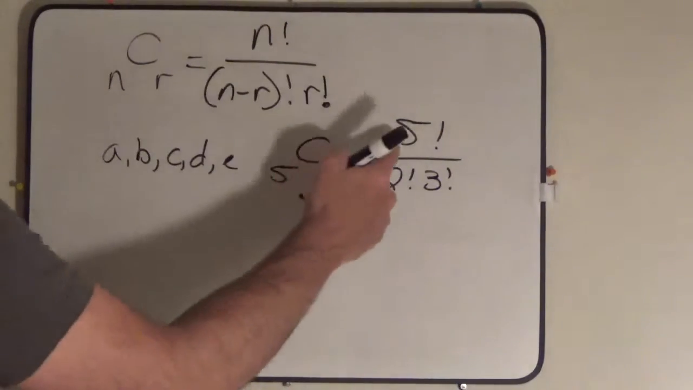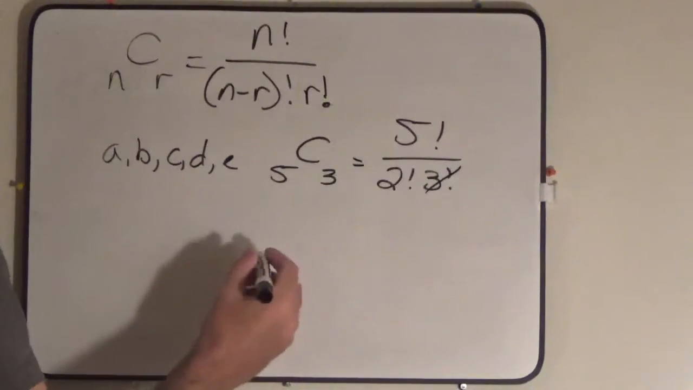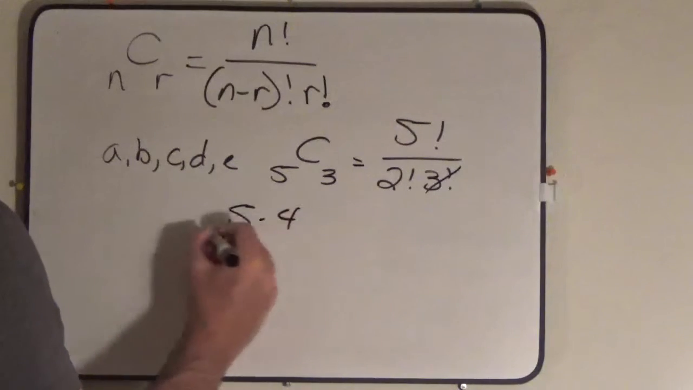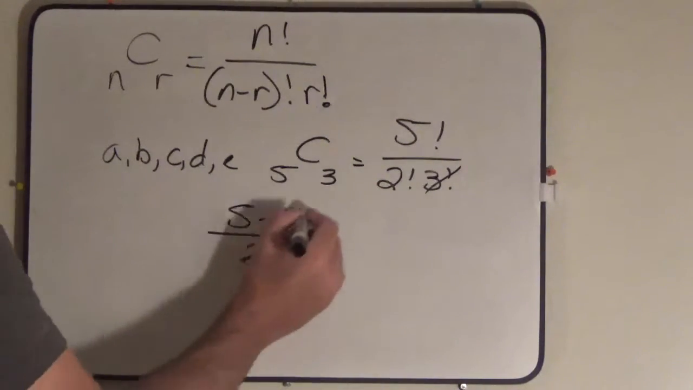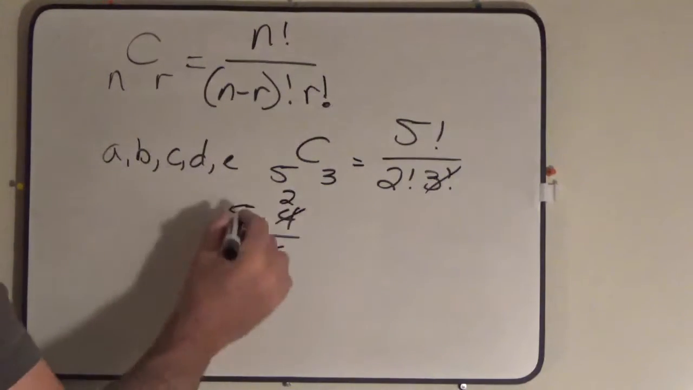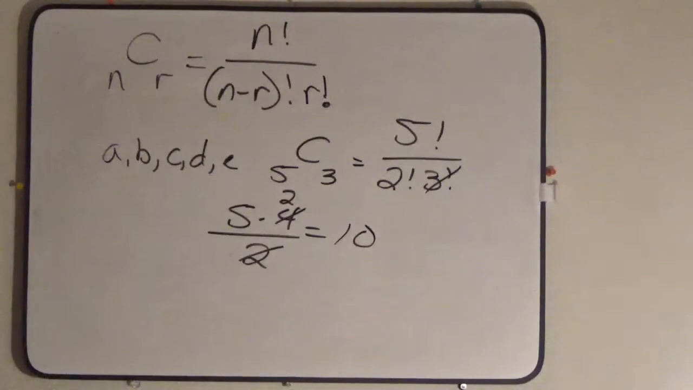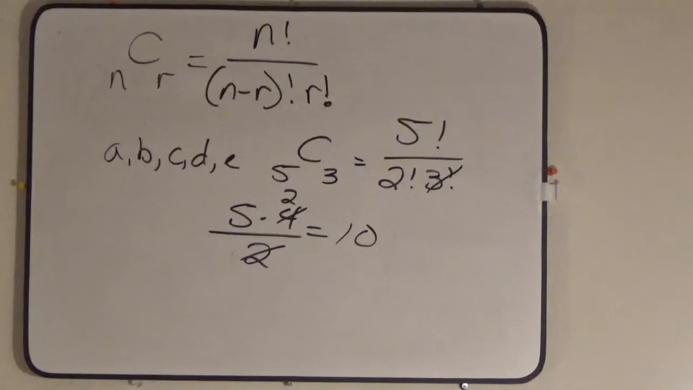In solving this, I don't need to carry 5 down past 3 because it will cancel out. So that would be 5 times 4. On the bottom, this is 2 times 1, so I'll just consider it 2. 2 reduces 4 down to 2. 5 times 2 is 10. There are 10 different combinations of 3 that you can get out of A, B, C, D, and E. Now, you'll remember when we did permutations for that same thing where order mattered, we wanted groups of 3 where order mattered. We had 60 different arrangements.